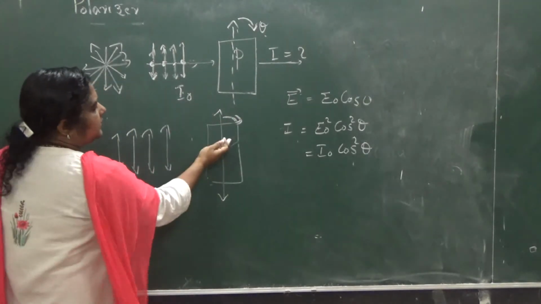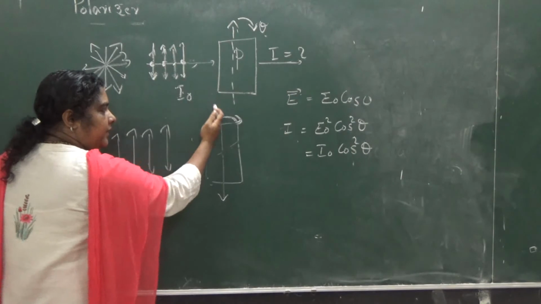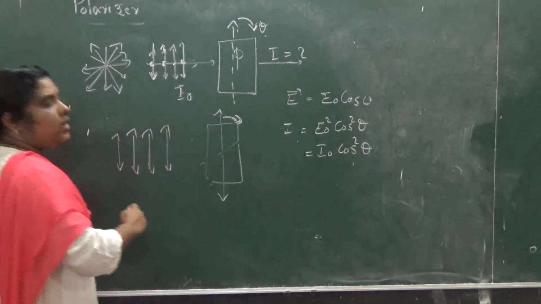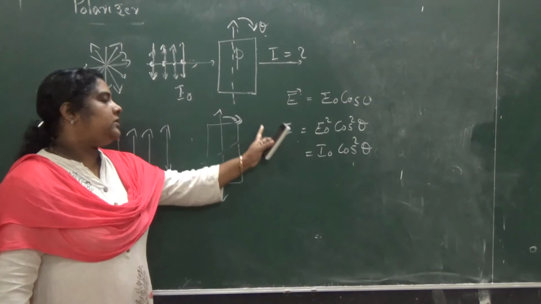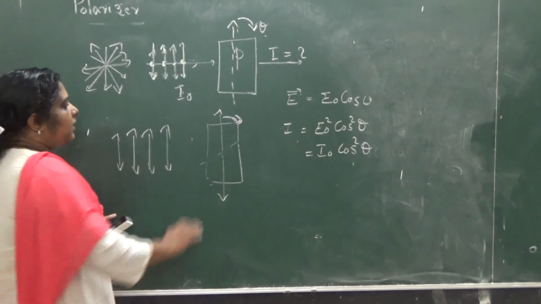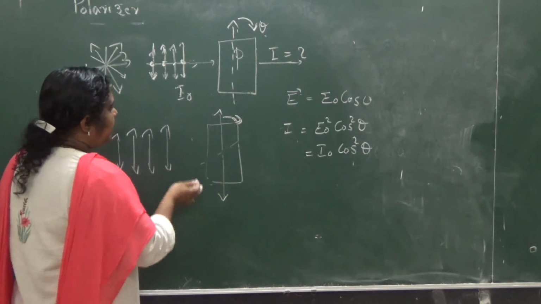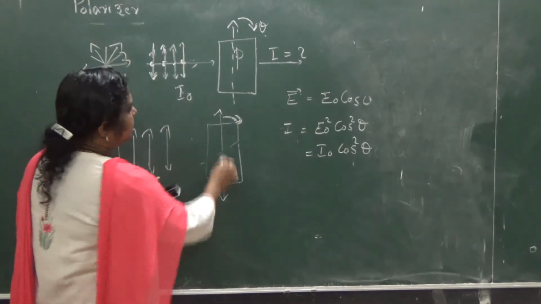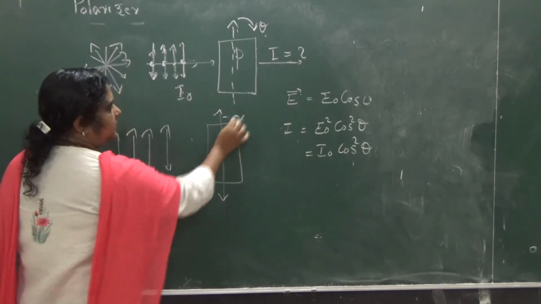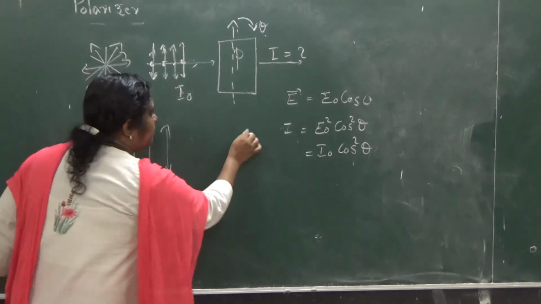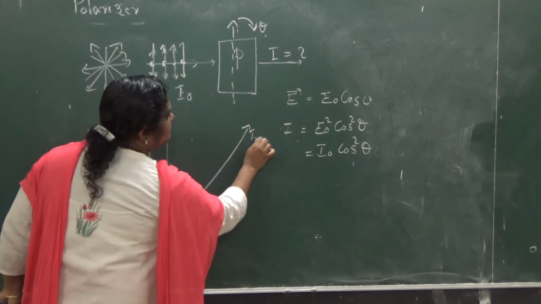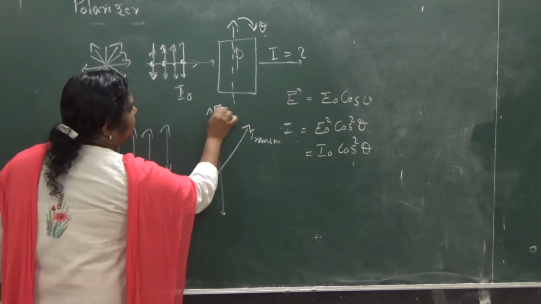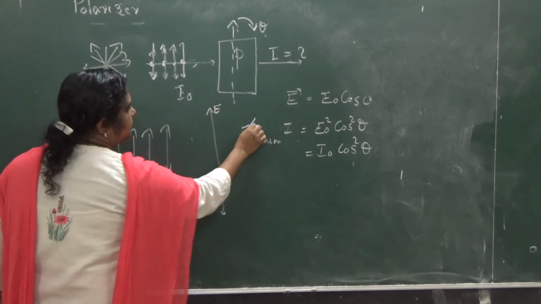I am rotating this transmission axis. Initially all the vibrations were parallel to the transmission axis, so they all passed through our polarizer. Then I rotate this polarizer through an angle theta, so the transmission axis becomes like this. The electric field vibration is still like this, and this is our transmission axis.